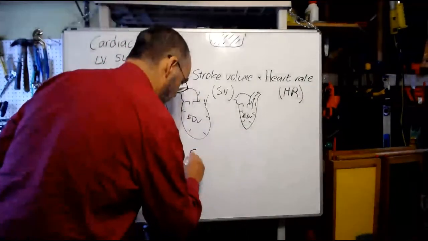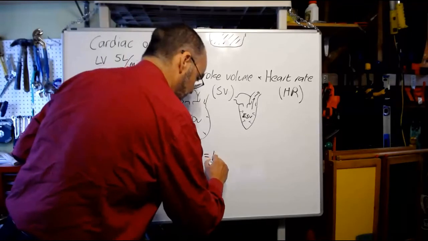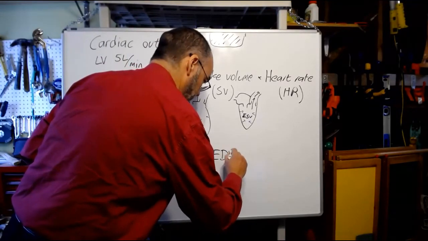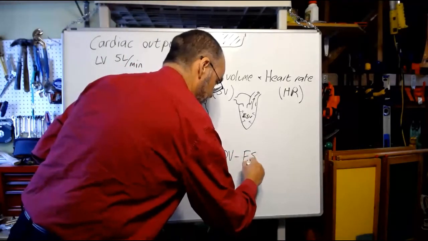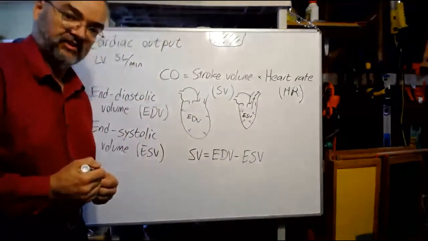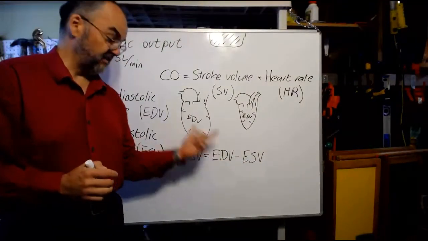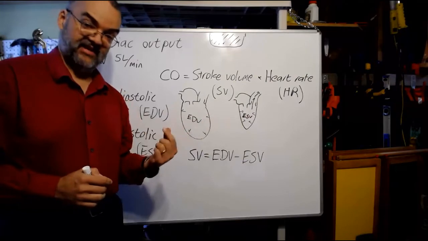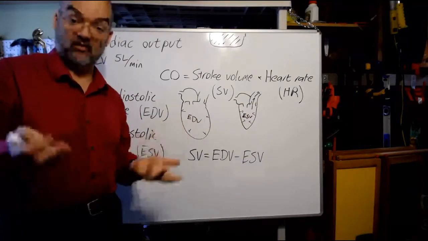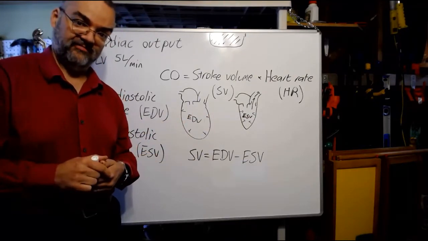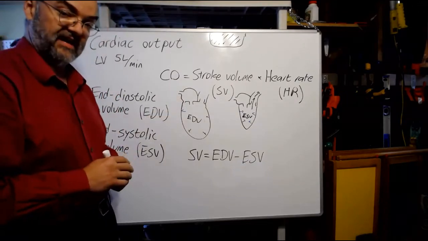We say that stroke volume is the end diastolic volume minus the end systolic volume. The amount of blood in there at maximum minus this. So the difference between those is the amount we got rid of. That's the stroke volume. That goes into cardiac output.